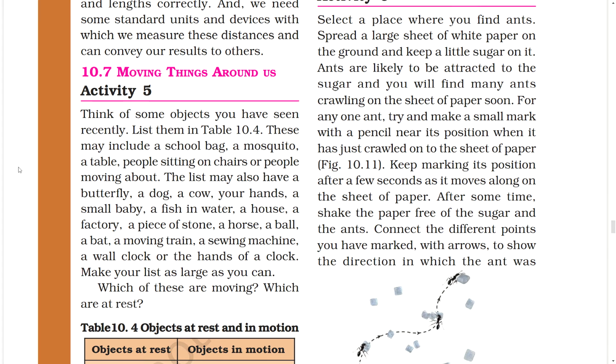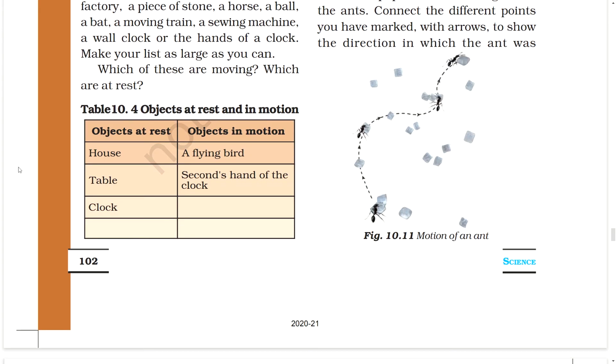Which of these are moving? Which are at rest? Table: Objects at rest and in motion. Objects at rest: house, table, clock. Objects in motion: a flying bird, second hand of the clock. Do this and comment on this.